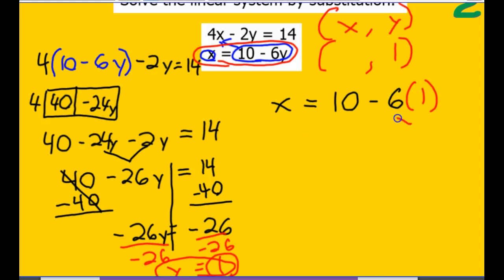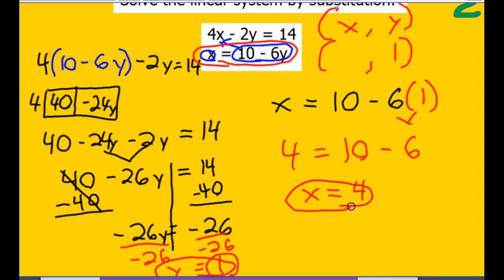So we get 6 times 1, well that's 6. So 10 minus 6, well 10 minus 6 is 4. So x equals 4. So our solution then is 4, 1. For all of these problems, we need to find a y, and then we need to find our x by putting in what we found for the y into the problem to find our x.